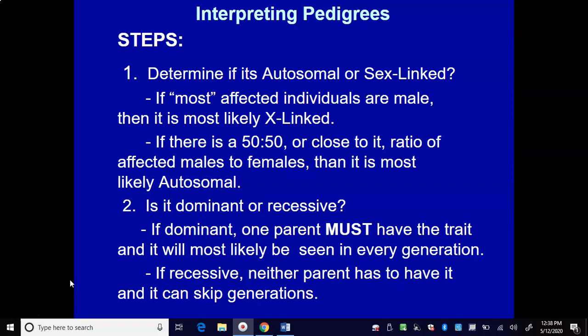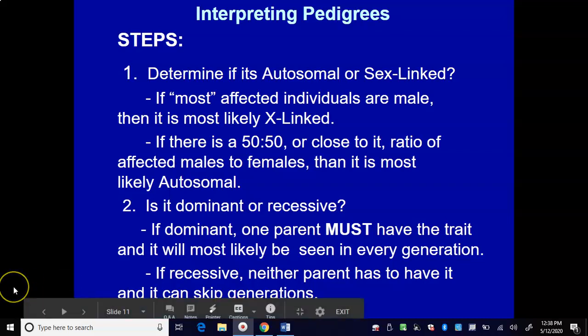Now, the next thing you need to do is decide: is it dominant or is it recessive? If it is a dominant trait, one parent must have the trait, and it will most likely be seen in every generation. If it's recessive, neither parent may have it, and you'll see it skips generations. You'll see that no parent has it, the male and the female parent don't have it, but then they have a kid that does. That means it's recessive. That's when you would use lowercase letters.